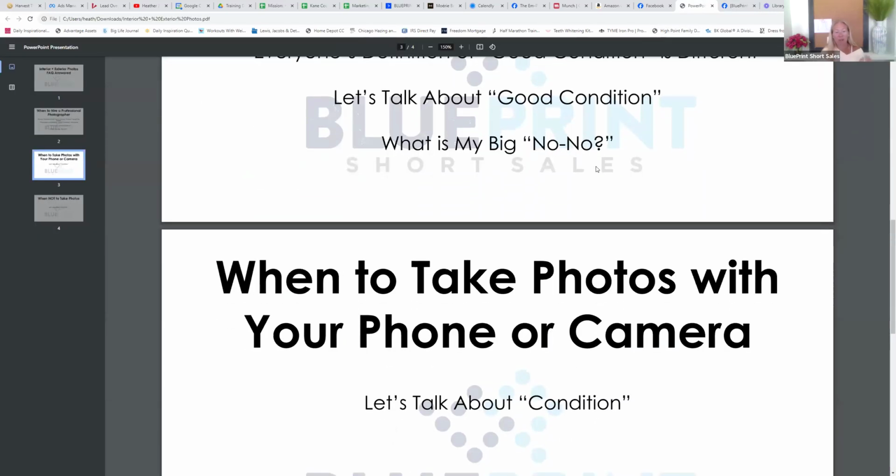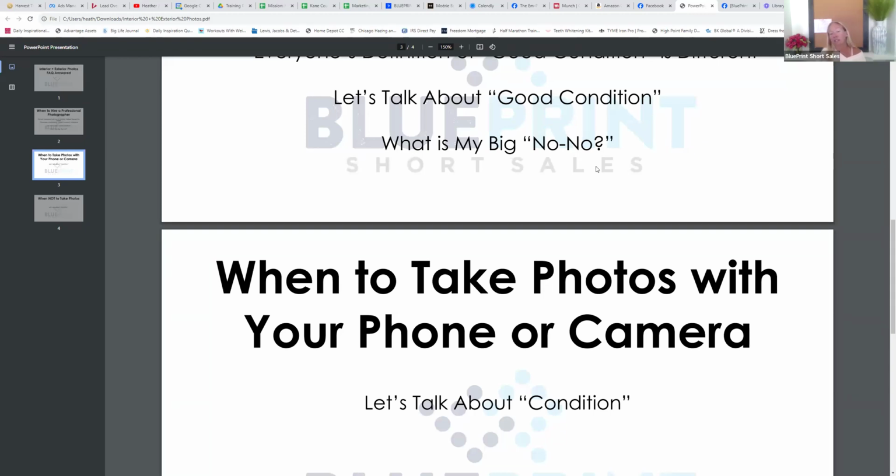So when do I take photos with my phone or a camera? Most people have a pretty good camera on their phone now, so I would say a majority of the time I am taking photos with my actual phone. The reason is that in a distress situation, there is so much deferred maintenance, and a lot of times it's just not well kept. So I don't want to bring in a professional photographer to pay when the property is in rough shape. We'll talk about rough shape in a second.